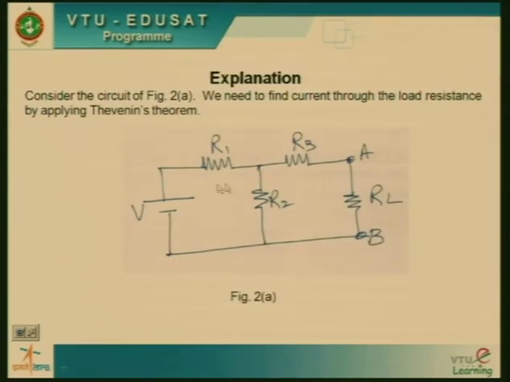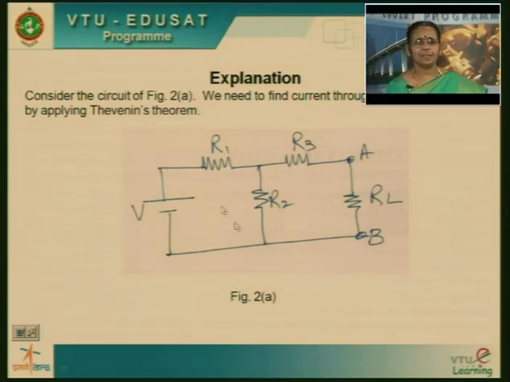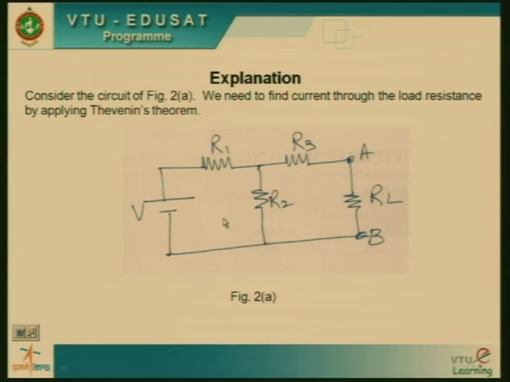Next, coming to the explanation part of it. Let us consider the circuit shown here. If we are required to find the current through the load resistance RL, this circuit is a two-loop circuit. Easily we can solve this by applying KVL also. Just for understanding purposes, I have taken a simple circuit here, to understand how exactly we can apply Thevenin's theorem to solve for current through a load circuit, or the voltage across the load circuit, or power dissipated in the load circuit.